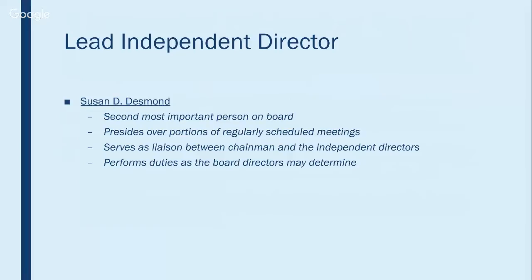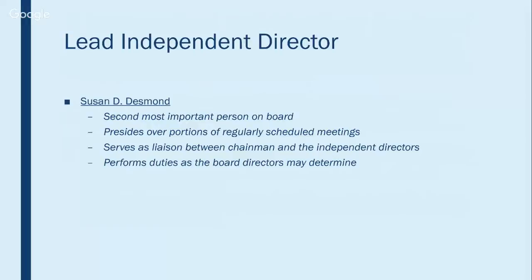Lead independent director. You saw this name pop up in the other slide, Susan Desmond. She is the second most important person on the board because she's not an employee of Facebook. She's independent. So any compensation meetings, or scheduling meetings that cannot have individuals who are employed by Facebook in them, are led by Susan Desmond. So she is the second most important person on the board. She presides over portions of the regularly scheduled meetings and serves as a liaison between the chairman and independent directors.